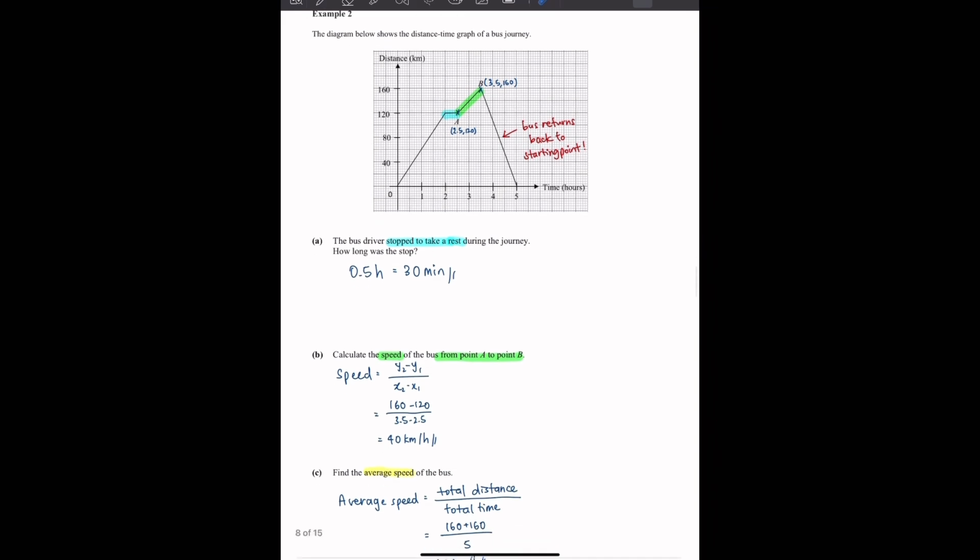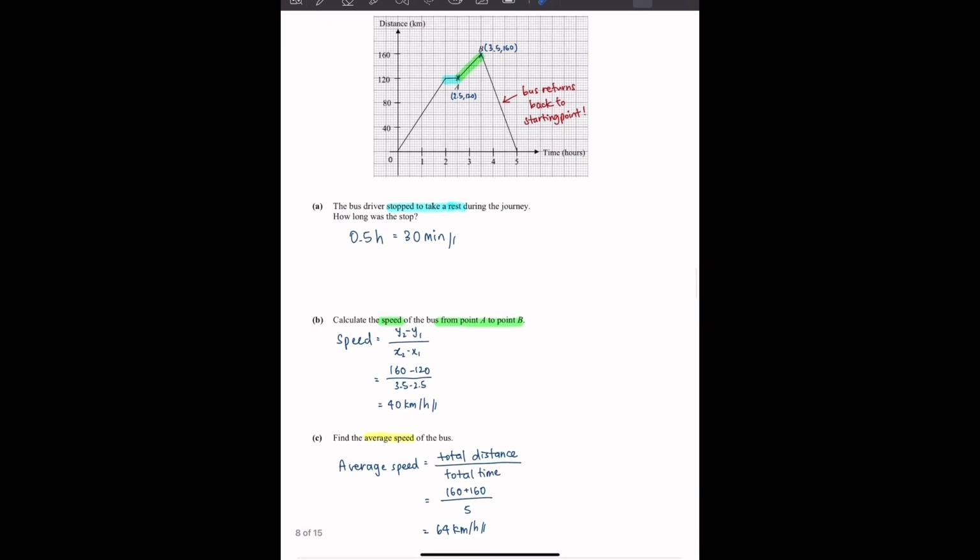Now let's move on to part B. Calculate the speed of the bus from point A to point B as highlighted in green. So you can label the coordinates for A and B first, calculate the gradient, and you will get 40 kilometers per hour. Take note, I'm following the units given in the graph.